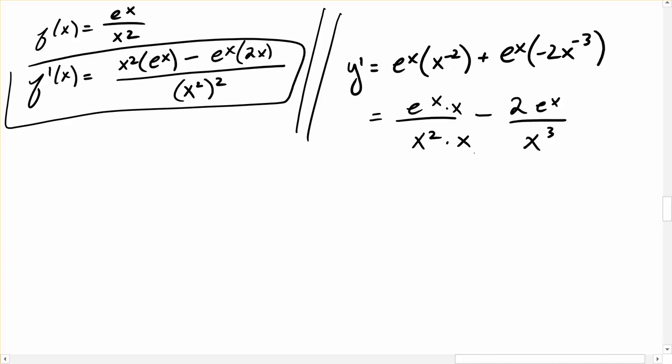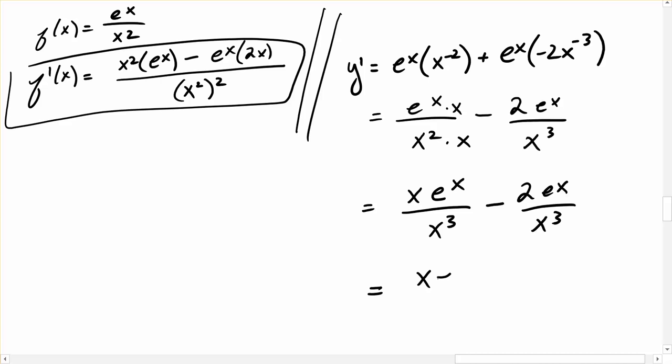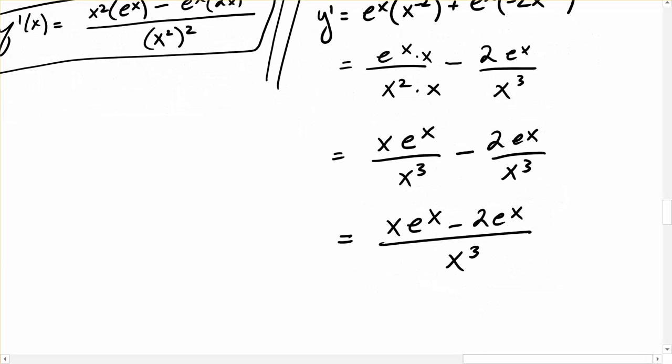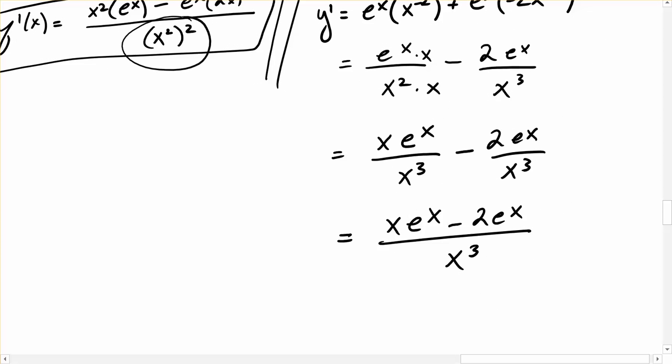Is that legal? Can we multiply by x over x on that one? Why is that legal? Because it's 1. So what do you end up with? X e to the x over what? X cubed minus 2 e to the x over x cubed. Do we have a common denominator now? Yeah. So what is that? X e to the x minus 2 e to the x all over what? X cubed. Now, what's the denominator down here?